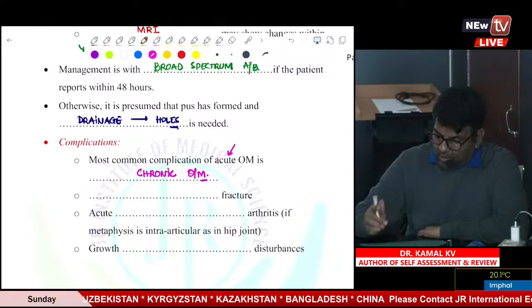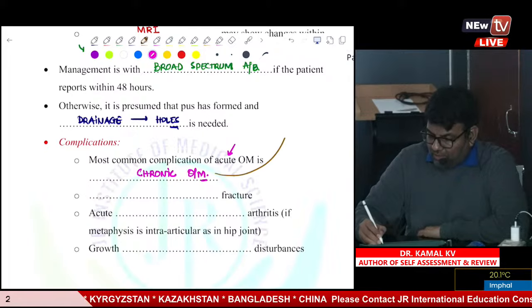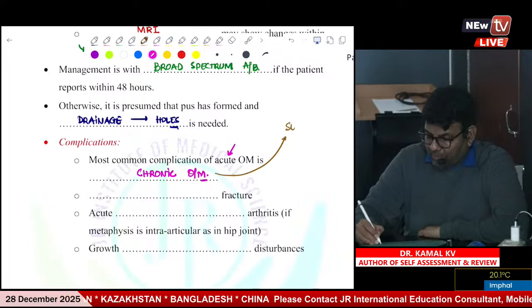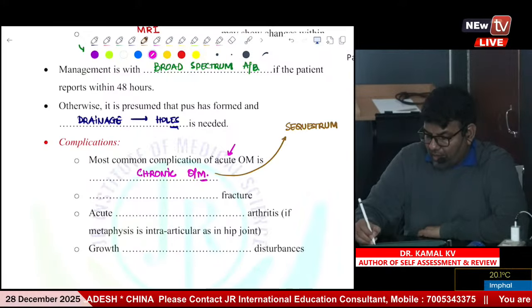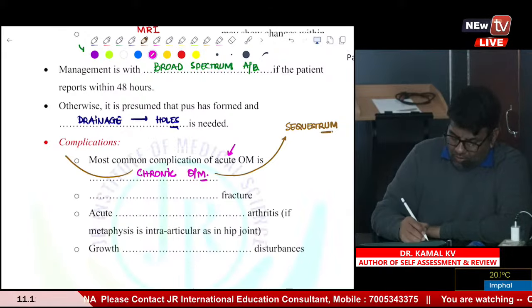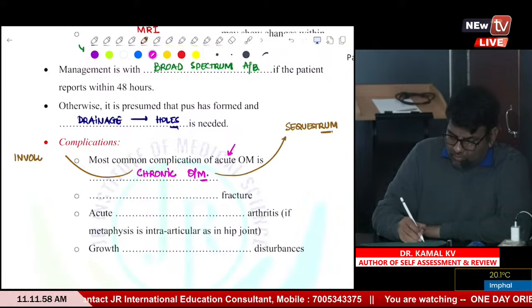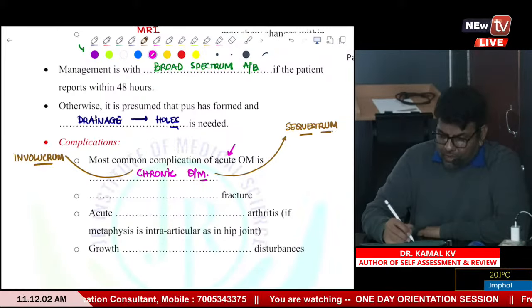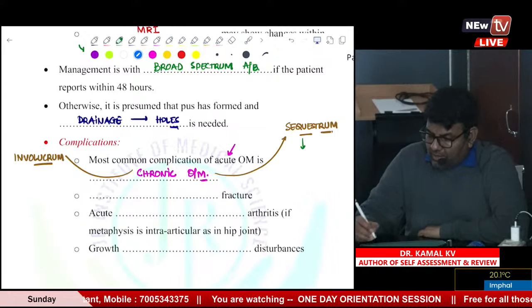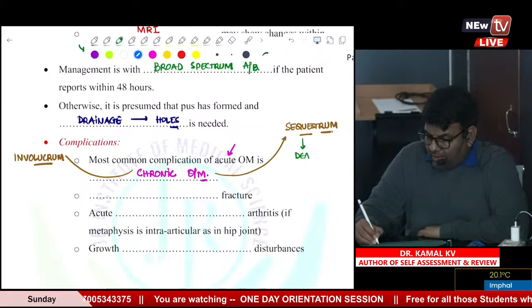Now in chronic, you need to remember two terms. One is sequestrum and another is involucrum. Very good. So many times we have question on these two terms, sequestrum and involucrum. Now what is sequestrum? Very good. Dead bone.